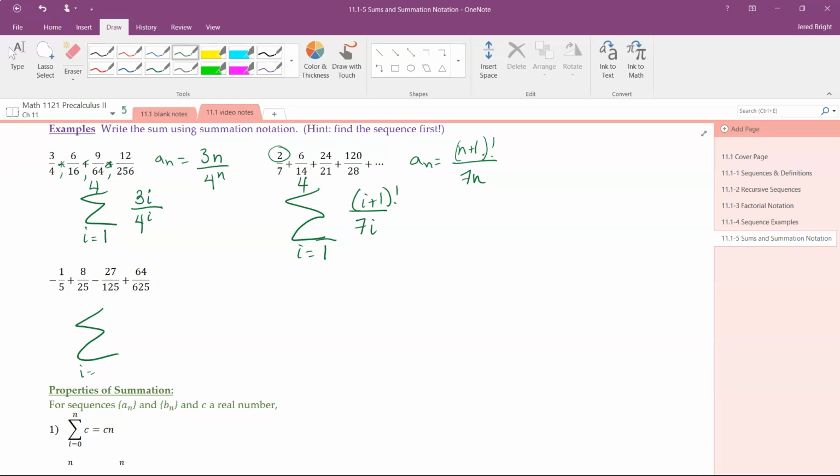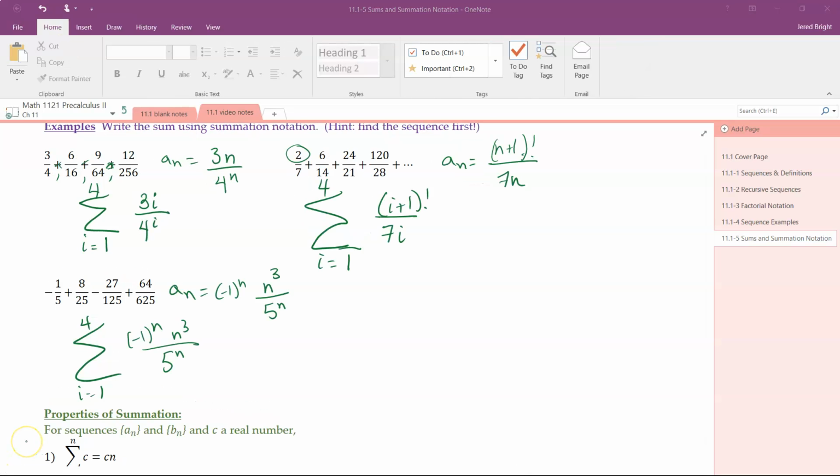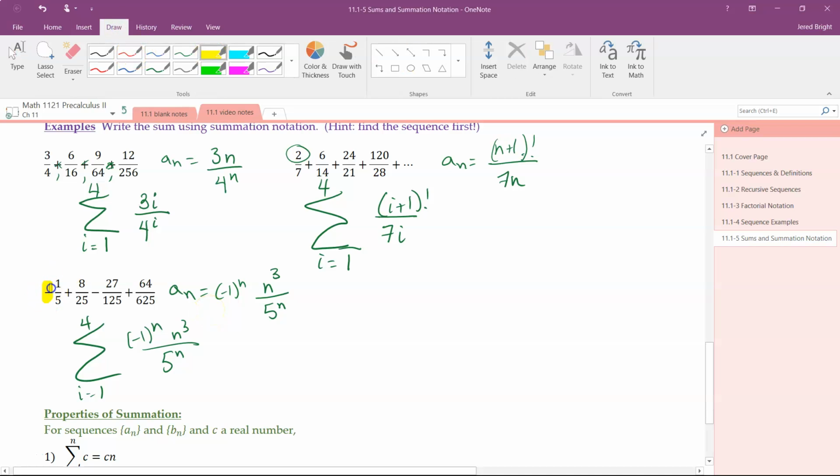So the last one, I want you to pause the video, try it out on your own, and resume the video when you're ready to see the answer. And here we go. So -1 to the n to capture the alternating aspect, alternating value, I should say, of the odd terms. The denominator, I noticed that those are powers of 5, so that's 5 to the n. And then the numerators seem to follow the cubes, so n cubed.